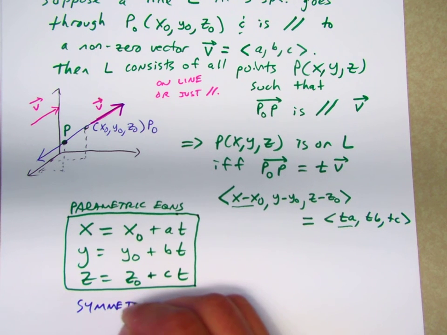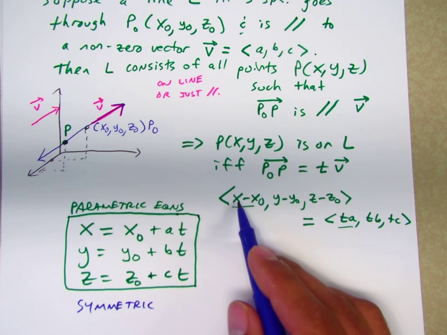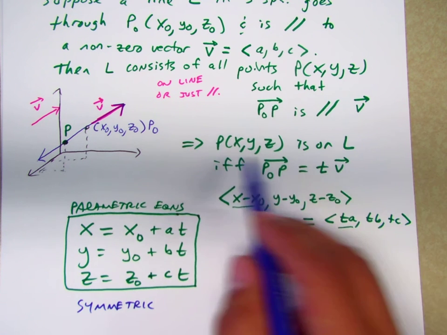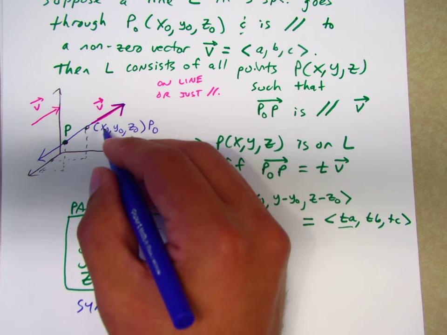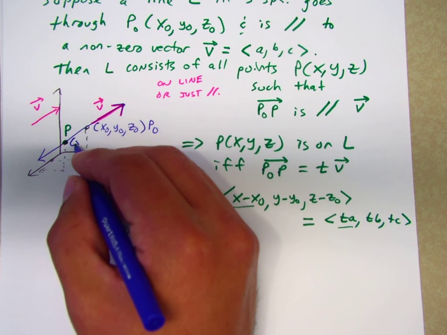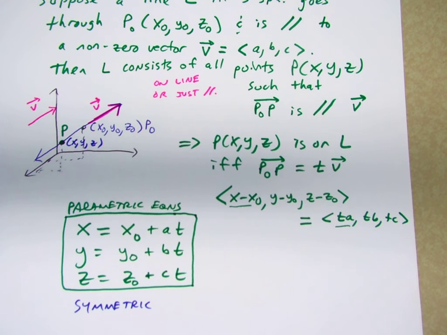Yes? What's the x minus x over? What's that? Like the x in that equation? This is the x coordinate. Remember, I'm going from P0 to P. So P0 is this. For P, we do terminal minus initial to find the vector components. Does that make sense? Okay.